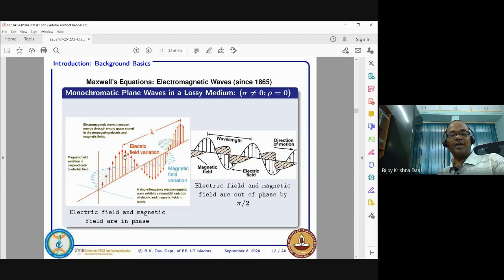You know that this point to this point, maxima to maxima, is lambda, the period. That lambda you can relate: if you know the velocity, then you can find the frequency also. Particularly, omega equals 2 pi c by lambda if it is free space, and c by lambda equals f, the linear frequency. So you can relate them.